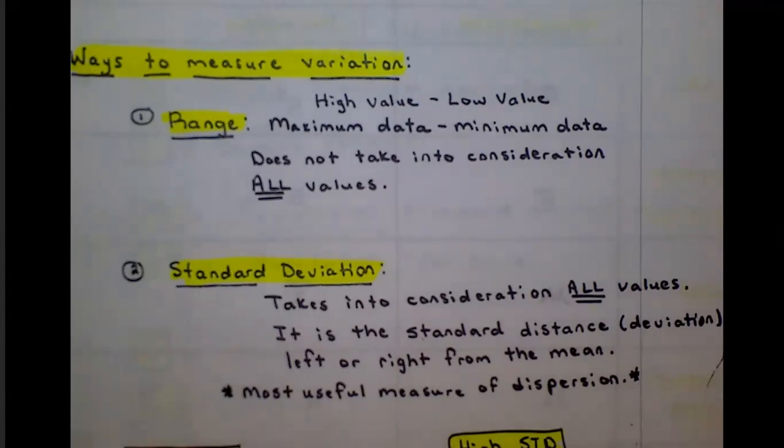When you do a range, it doesn't consider all the values within. So it just does the high minus the low. So it could affect your range, because depending on if that high is really high compared to the other data or the low is really low, sometimes range is not the best measure.